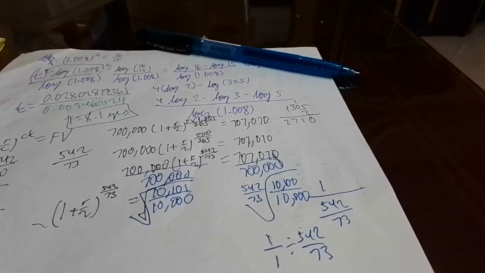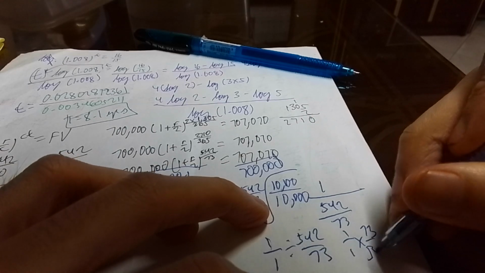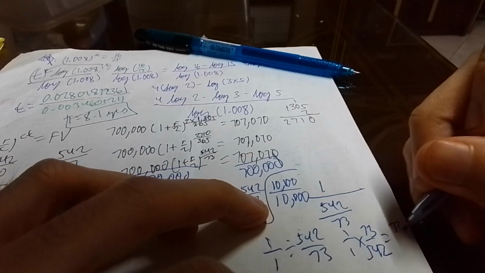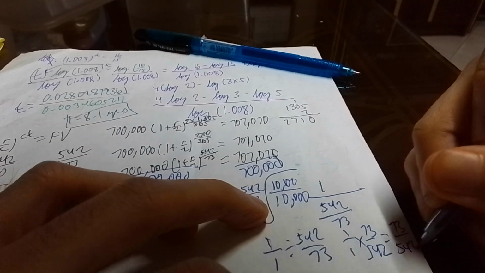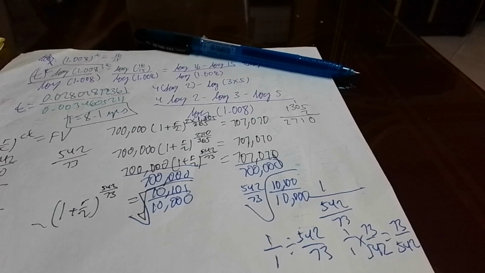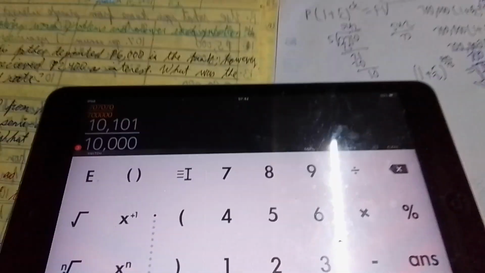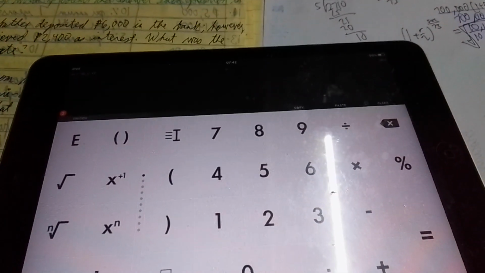Then, you can reciprocate it, making it like this, converting it to 73 over 542. So therefore, that's what you're going to do if in case you can't raise it to that power. You're going to have to divide. That's really what happens. Okay? So therefore, we have this one.